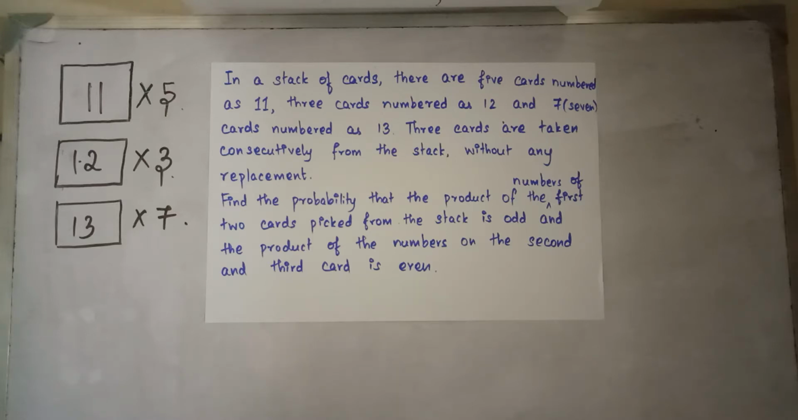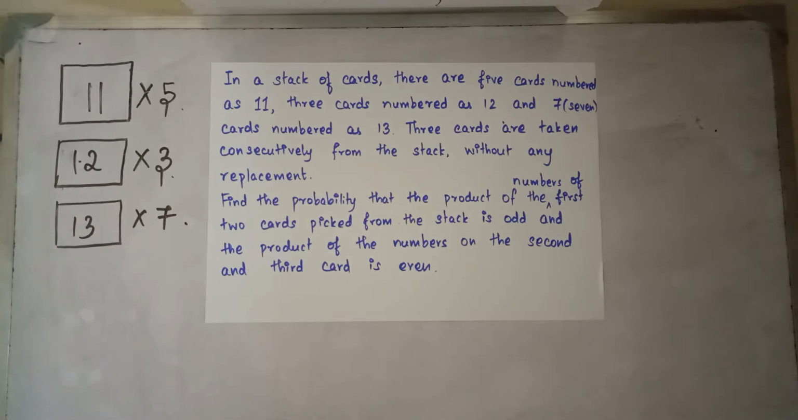In a stack of cards, there are 5 cards numbered as 11, 3 cards numbered as 12, and 7 cards numbered as 13. 3 cards are taken consecutively from the stack without any replacement. Find the probability that the product of the numbers of the first 2 cards picked from the stack is odd and the product of the numbers on the second and third card is even.